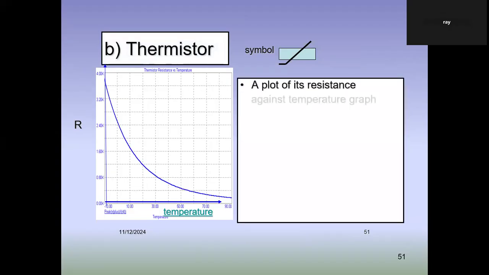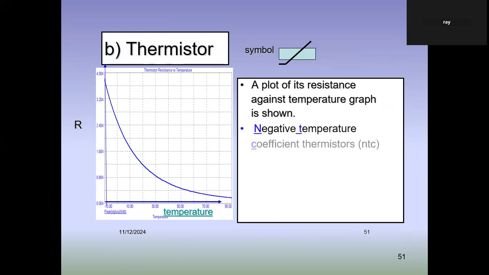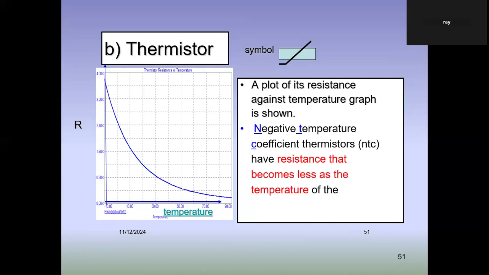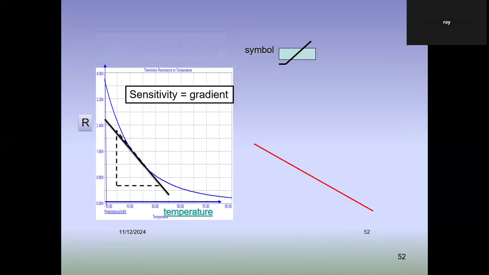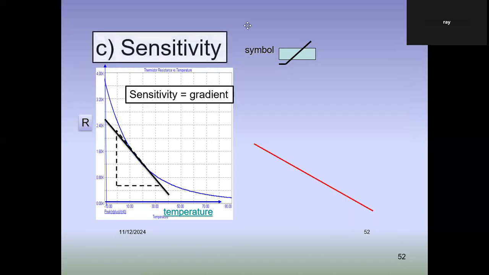When the temperature increases, resistance decreases, because electrons and holes are available for conduction. A plot of resistance against temperature graph is shown. This is called negative temperature coefficient, NTC. This one you are interested in, not the other one. The other one is positive temperature coefficient. We are not interested in that. We are interested in that as the temperature increases, the resistance becomes less. We won't bother about this one.